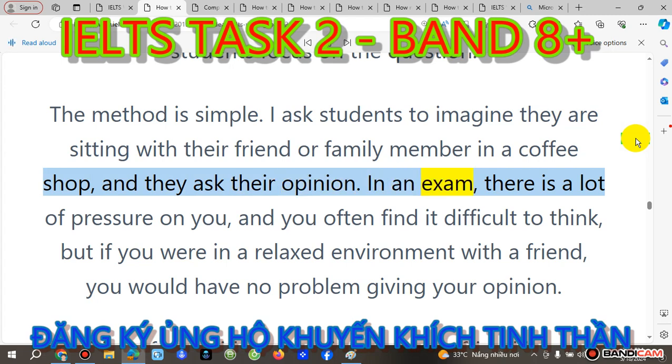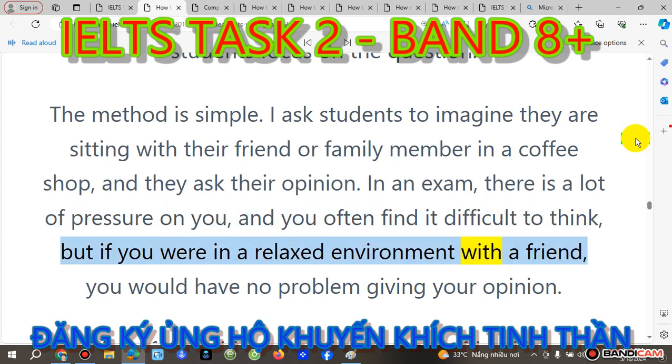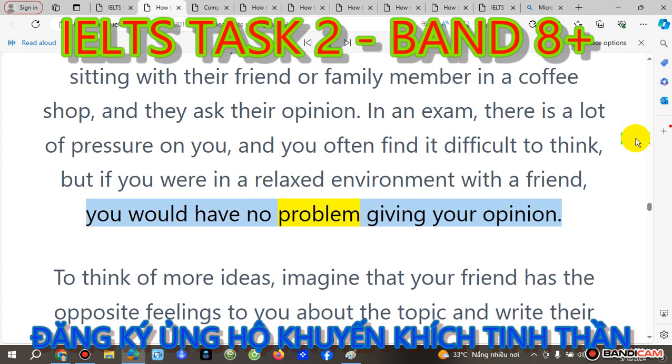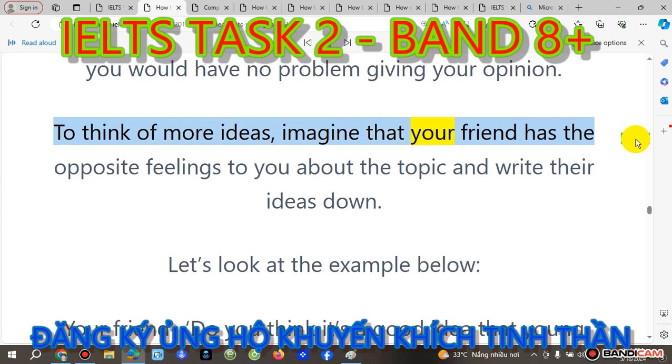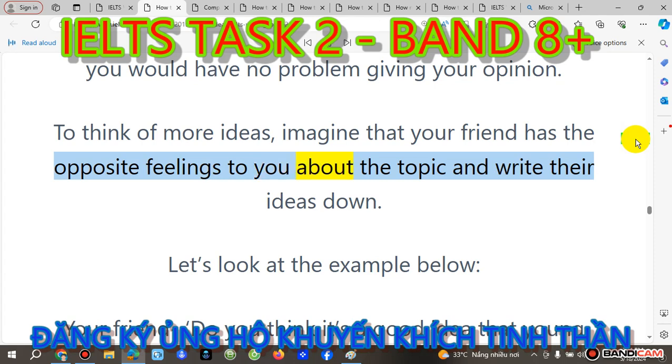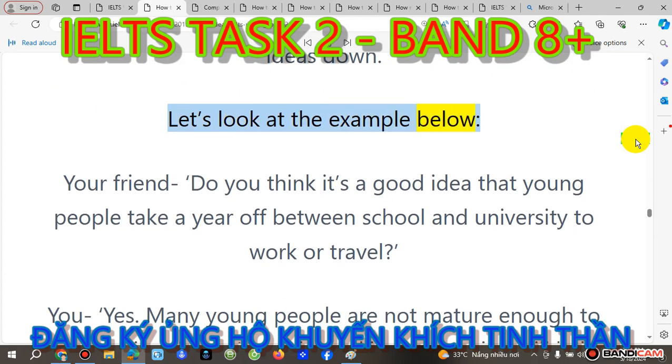In an exam, there is a lot of pressure on you, and you often find it difficult to think, but if you were in a relaxed environment with a friend, you would have no problem giving your opinion. To think of more ideas, imagine that your friend has the opposite feelings to you about the topic and write their ideas down. Let's look at the example below.